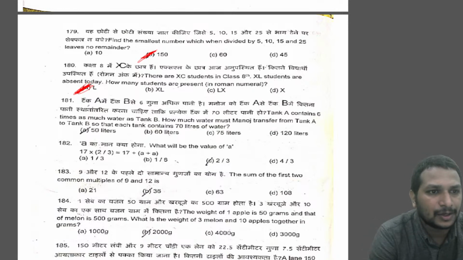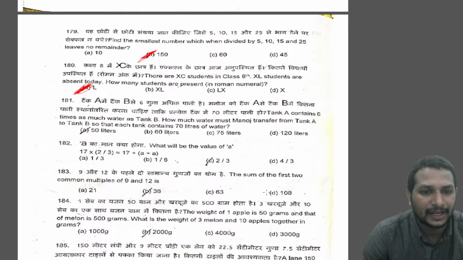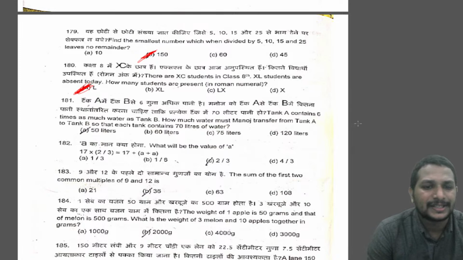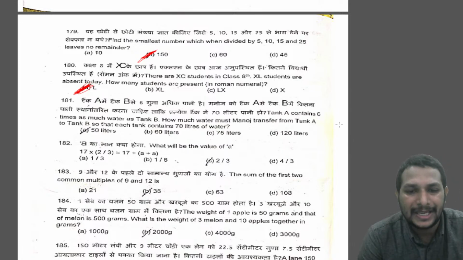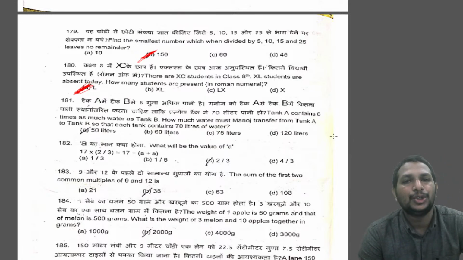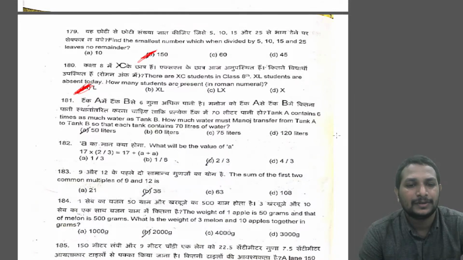Now look at the question number 181. Tank A contains 6 times as much water as tank B. How much water must Manoj transfer from tank A to tank B?